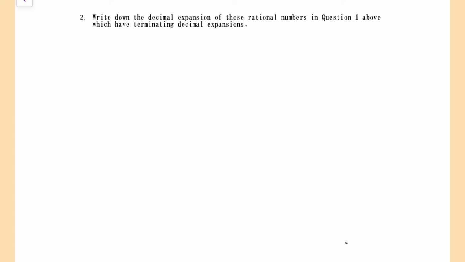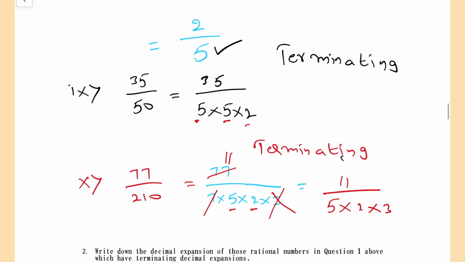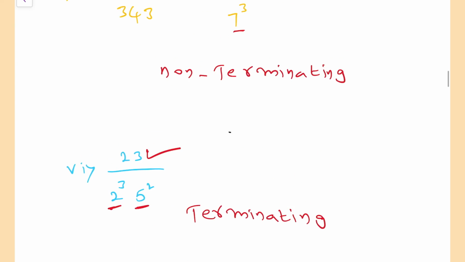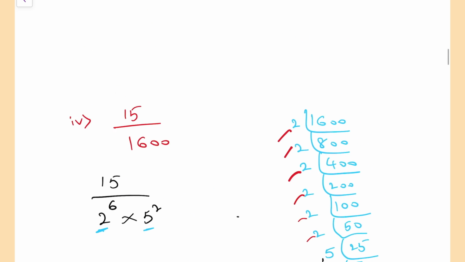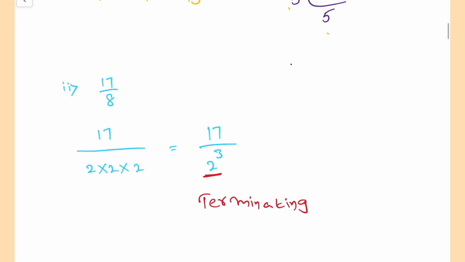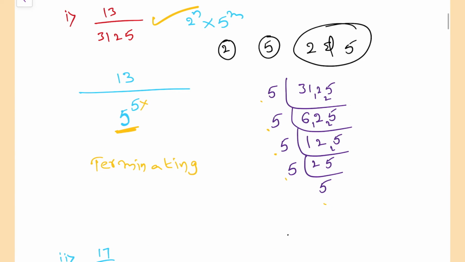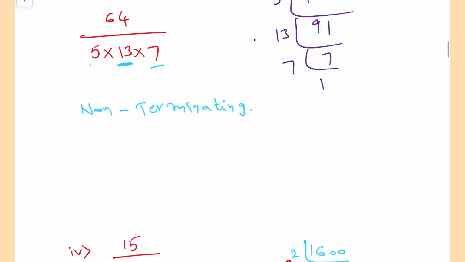Now the second part: write down the decimal expansion of those rational numbers in question 1 above which have a terminating decimal expansion. In the above ones, where are the terminating ones? Oh my god, do I need to check all these things like this? It's very difficult. Okay, thank God, the first question I have is 13 by 3125.